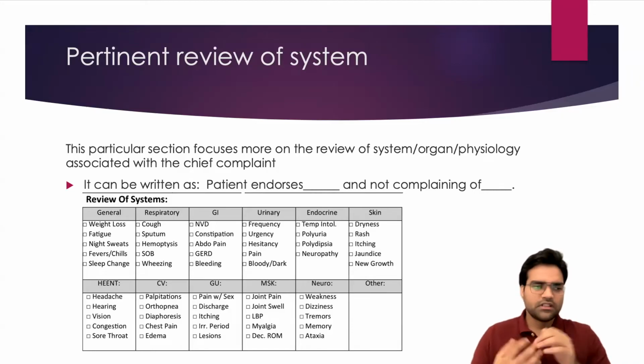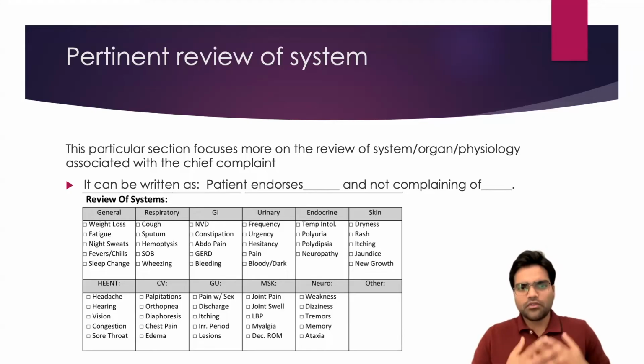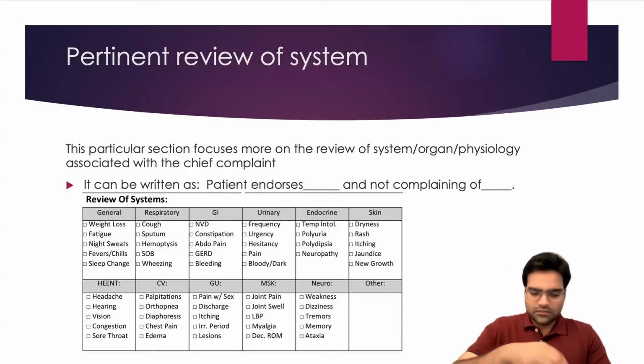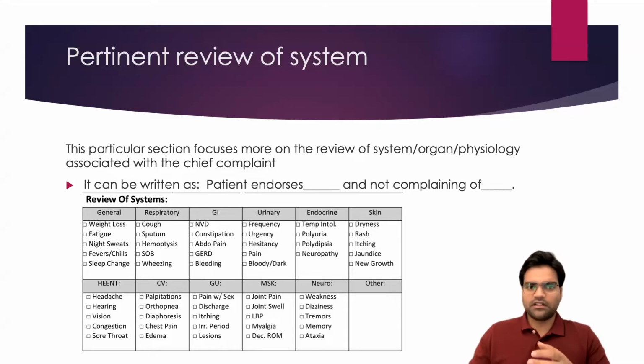Like if you have chest pain, you should be reviewing more the chest area instead of going to the abdomen or head. So the review of system revolves around the chief complaint area. It can be written as "patient endorses these things." So you have to particularly ask. In review of system, you have to mention all those things that the patient is mentioning.